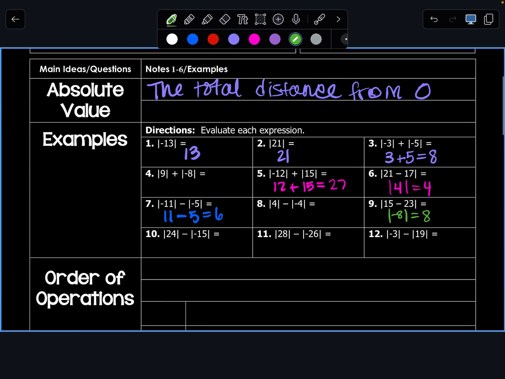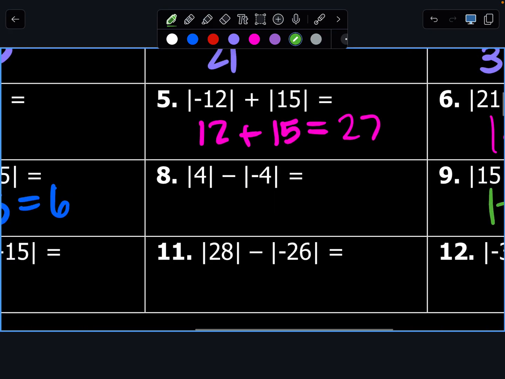No. I have a question. Could we see number 8? Yep. Okay, so here we take absolute value of 4 minus absolute value of negative 4, which is 0. Yep. Okay, yes, Evie.